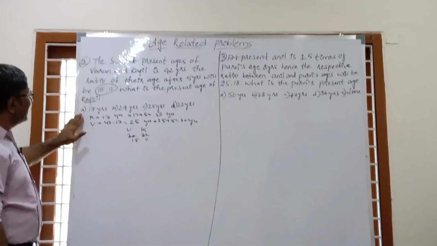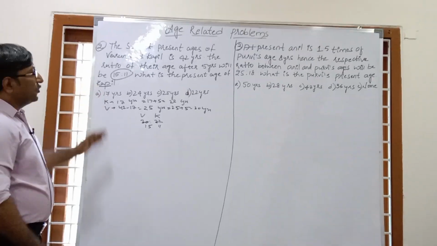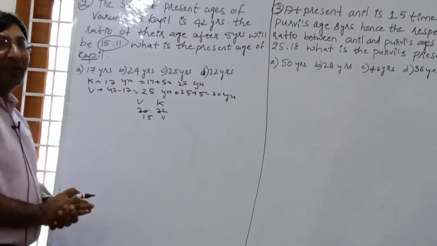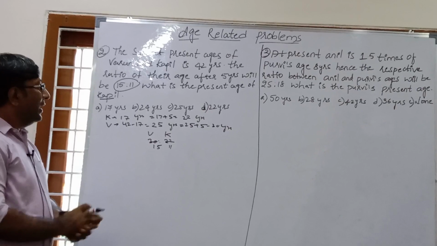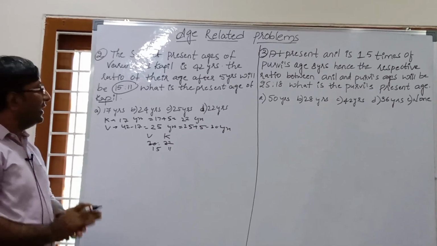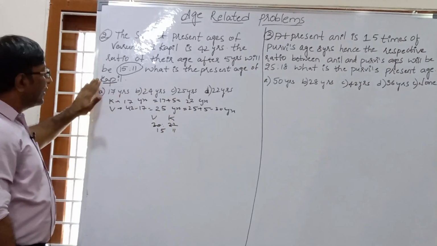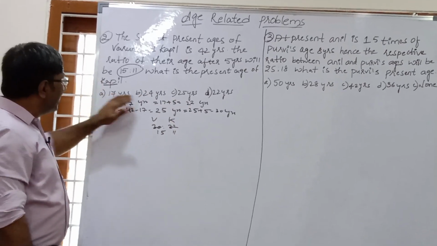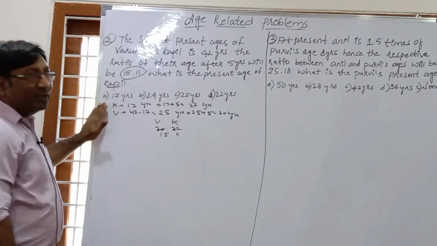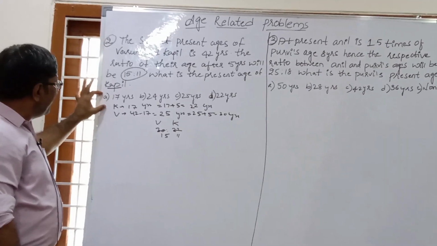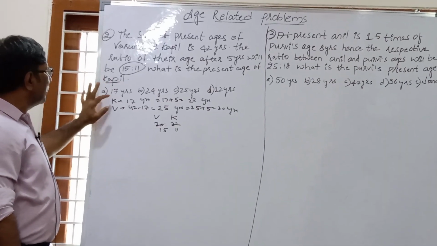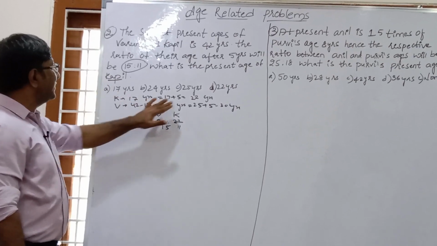So our correct answer is what? 17 years. So this is the method for solving the question by the option method. In the option method, again we are repeating, first see what is asked: the present age of Kapil. So whichever option is given, that is the present age of Kapil. I am just assuming A is our correct answer, so 17 will be Kapil's age.